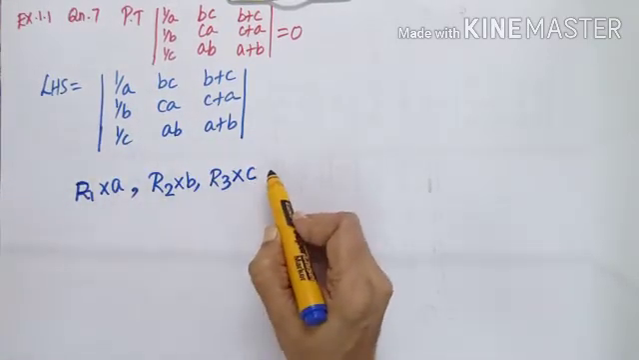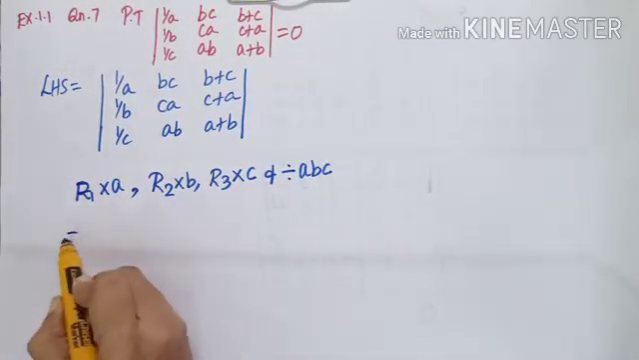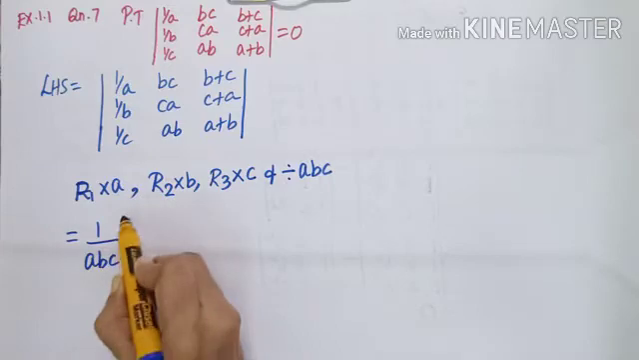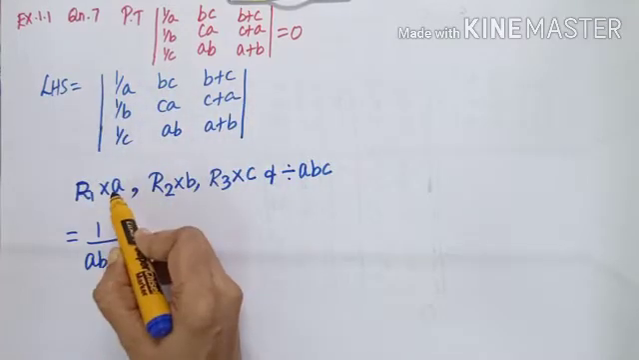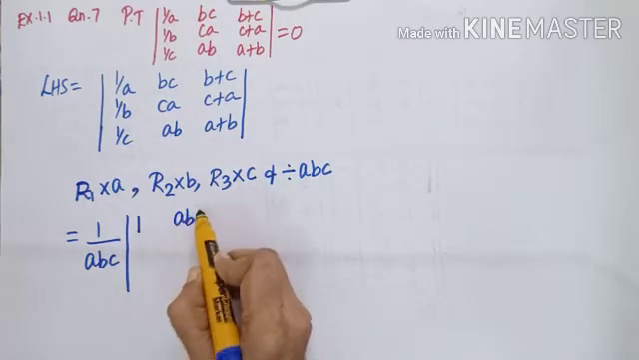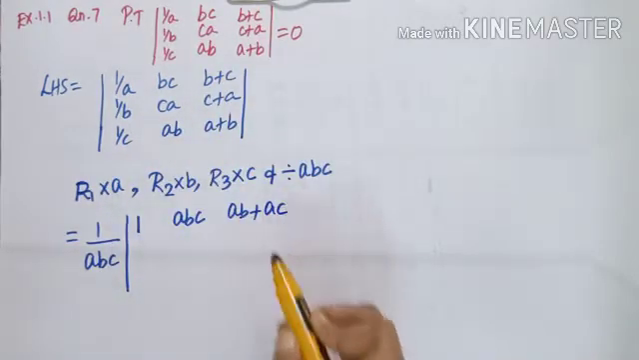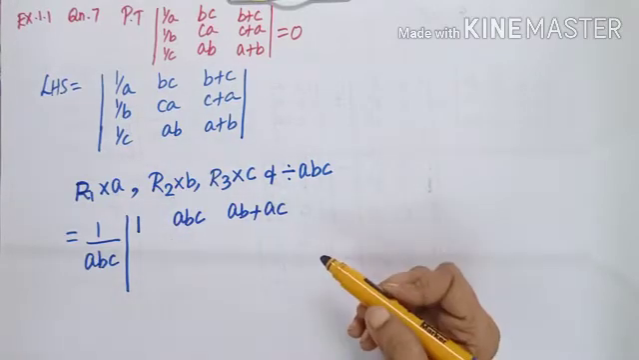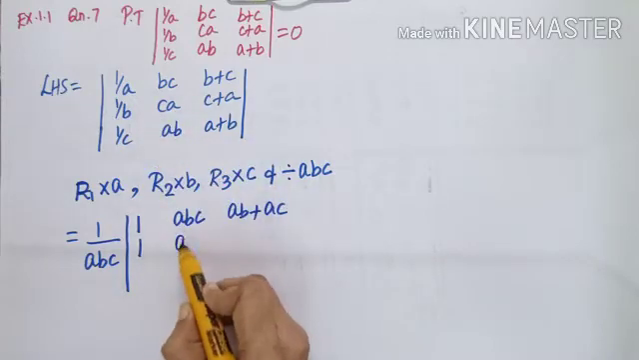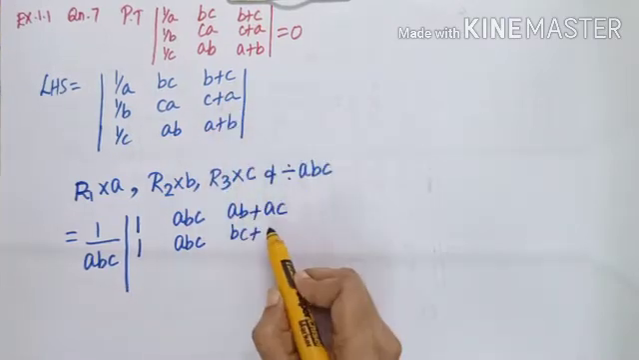And whenever I multiply, I should also divide by ABC. So we write 1 by ABC. I am dividing by ABC, put it out. R1 multiply by A: A by A is 1. A into BC, ABC. A into B plus A into C. Second row, multiply by B. B into 1 by B is 1. B into CA is ABC. B into C, BC plus B into A, BA.